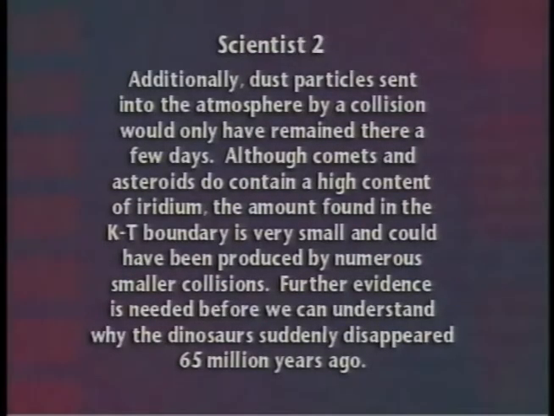Additionally, dust particles sent into the atmosphere by collision would only have remained there a few days. Although comets and asteroids do contain a high content of iridium, the amount found in the KT boundary is very small, and could have been produced by numerous smaller collisions. Further evidence is needed before we can understand why the dinosaurs suddenly disappeared 65 million years ago.